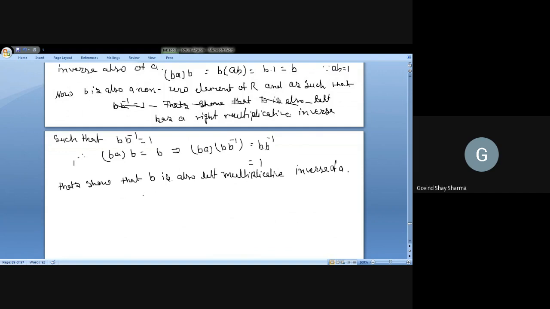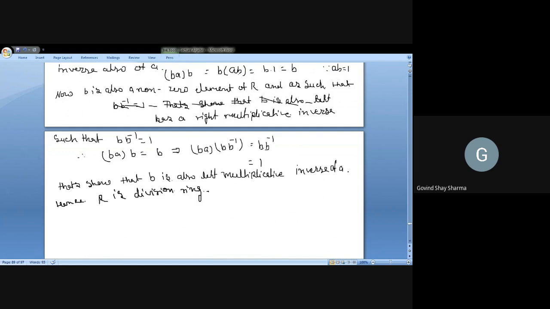And R is a division ring. If each element has the multiplicative inverse, we can say this is a division ring.